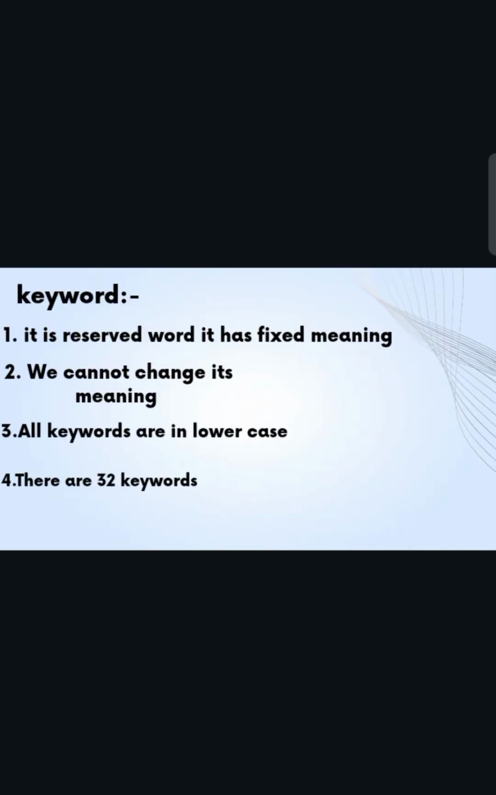The next is the keyword. A keyword is a reserved word which has a fixed meaning and we cannot change its meaning. All keywords are in lowercase. There are 32 keywords in C, and the examples are int, float, void, auto, break and continue.